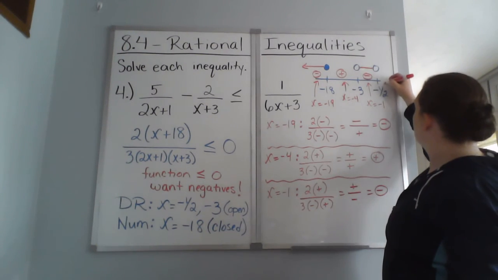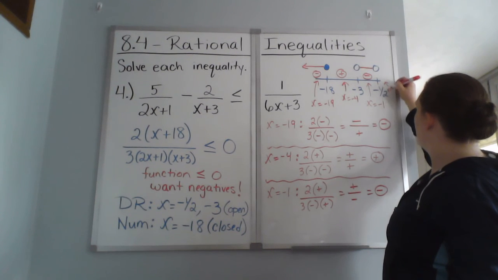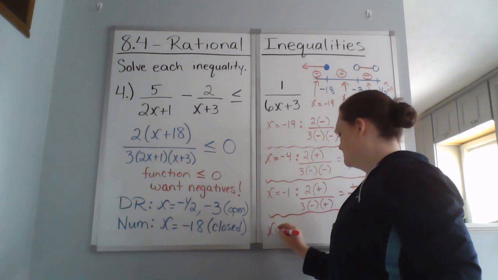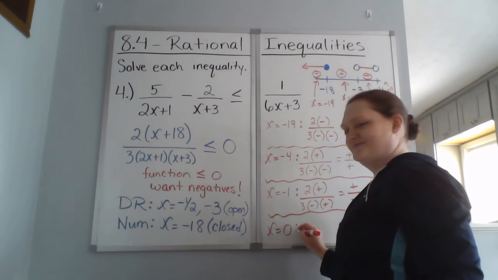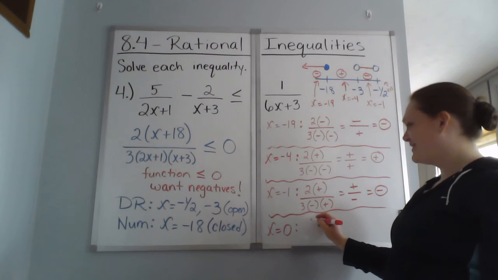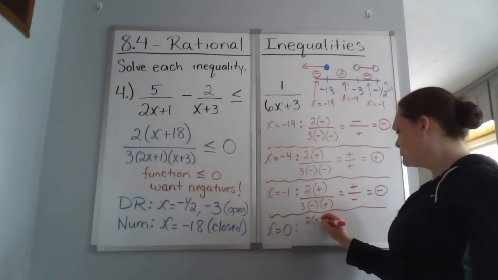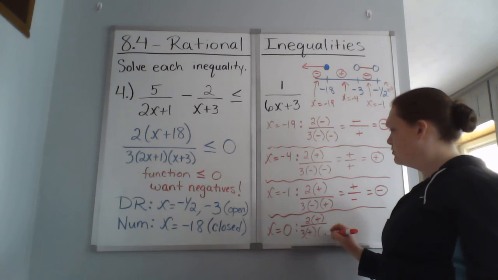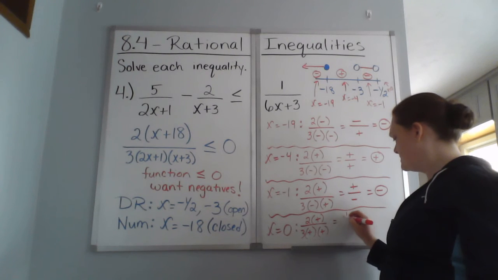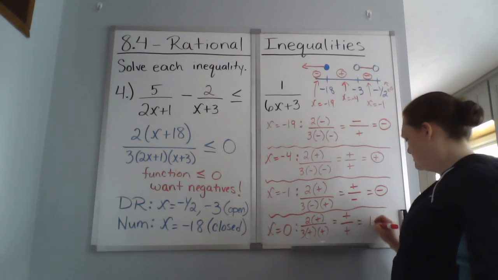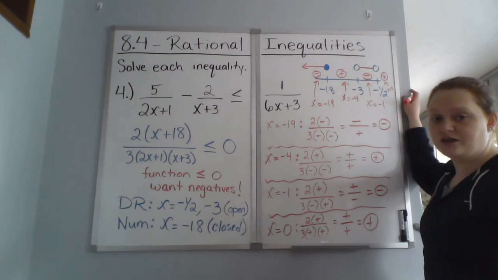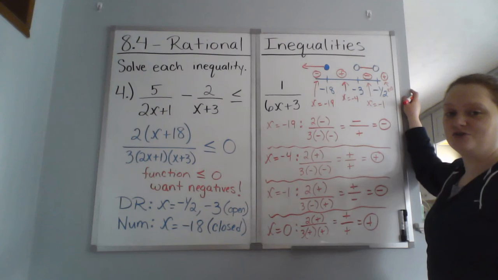And now over here, I'm going to go with our favorite number in the whole wide world, 0. Almost always the easiest thing to plug in. So we've got 2 times positive 18 over 3 times, 0 plus 1 is positive, 0 plus 3 is positive. This is all positives, which we do not want. So again, this one alternated. There was no guarantee. We had to do all of this work.